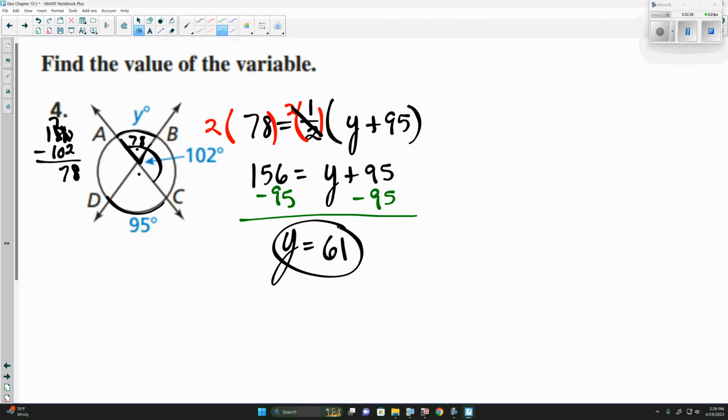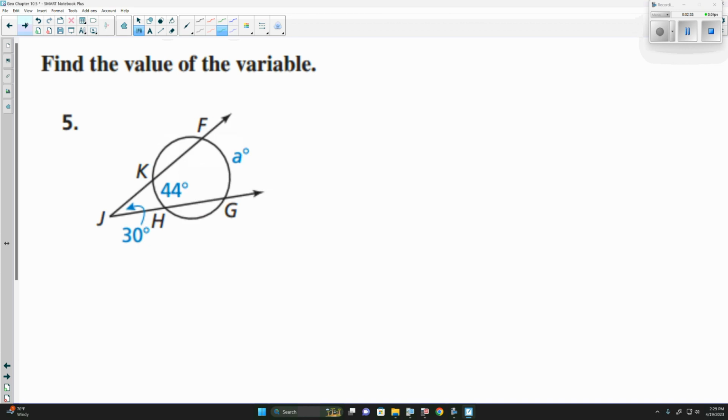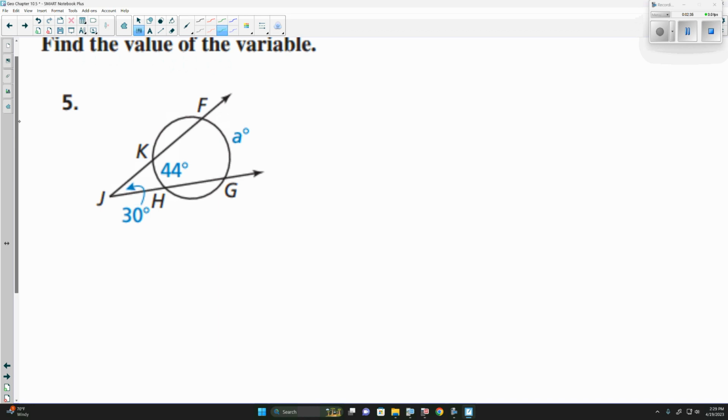Questions on this here? We're looking at the last one of these two types. Now they told us our angle is 30 degrees, is equal to 1/2 of, now since the two lines intersect outside the circle, we are subtracting the bigger arc from the smaller arc.